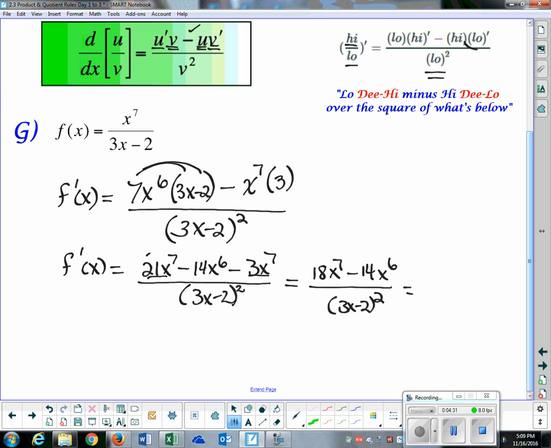If I wanted to, I could GCF out an x to the 6th, as well as 18 and 14 have a 2 in common, and that would leave me 2x to the 6th times 9x minus 7 divided by our 3x minus 2 quantity squared. It is a good idea to do GCF, and then I can get things in a completely factored form. Just always take that extra moment to toss back through and make sure it does equate to what you had started with, and it looks like we're good.